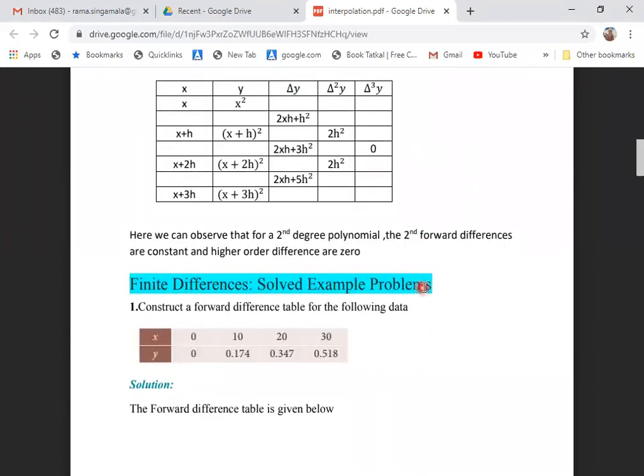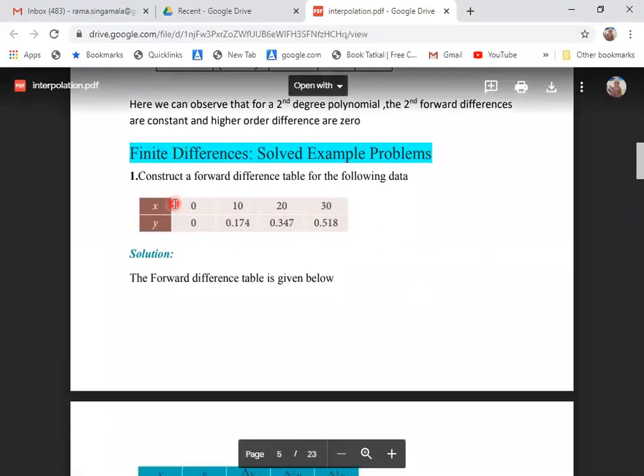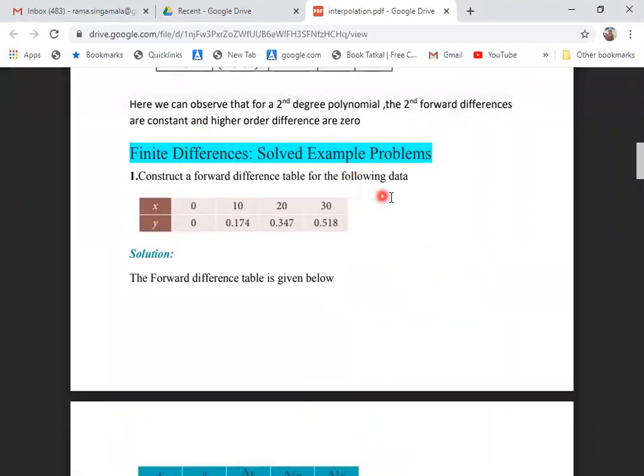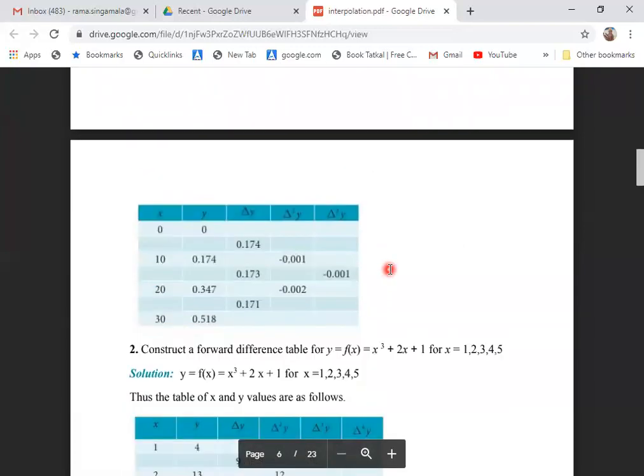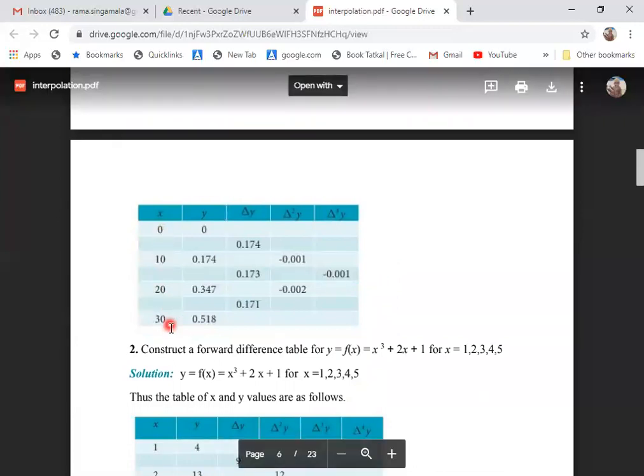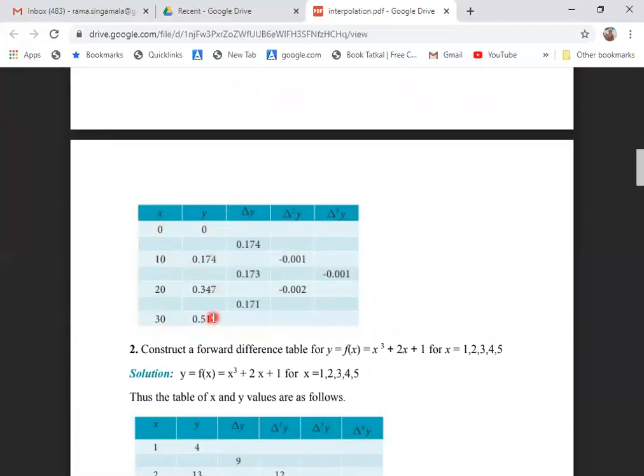Let us see some examples on finite differences. Construct a forward difference table for the following data. We are given 4 data points of x, y. For this, we can get 3 differences in the difference table. Let us write the difference table. We are listing out the given values of x and y here. To form difference table, we take the differences of y values. We follow only one pattern, whatever the values of y, successive minus preceding.